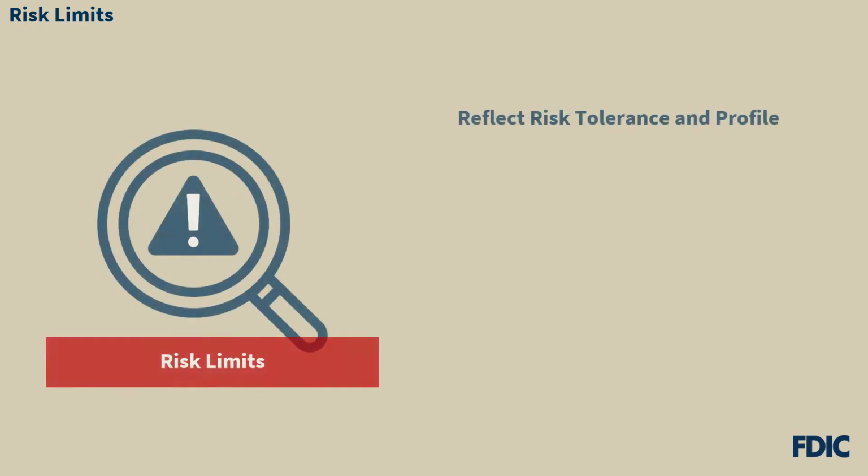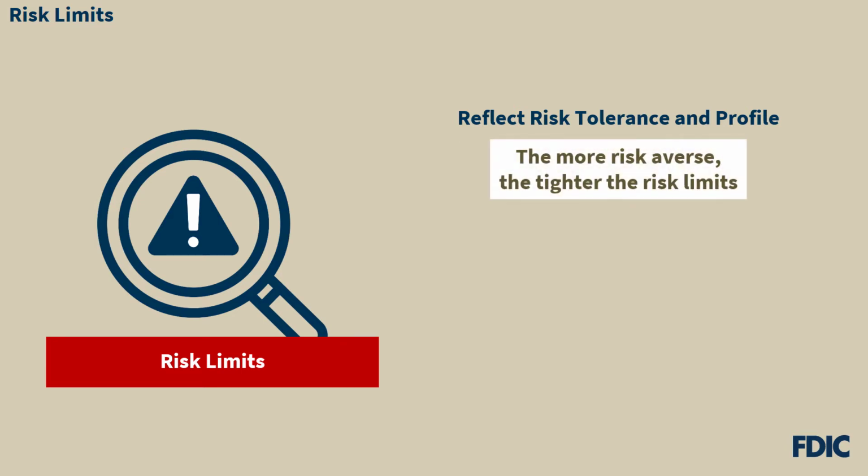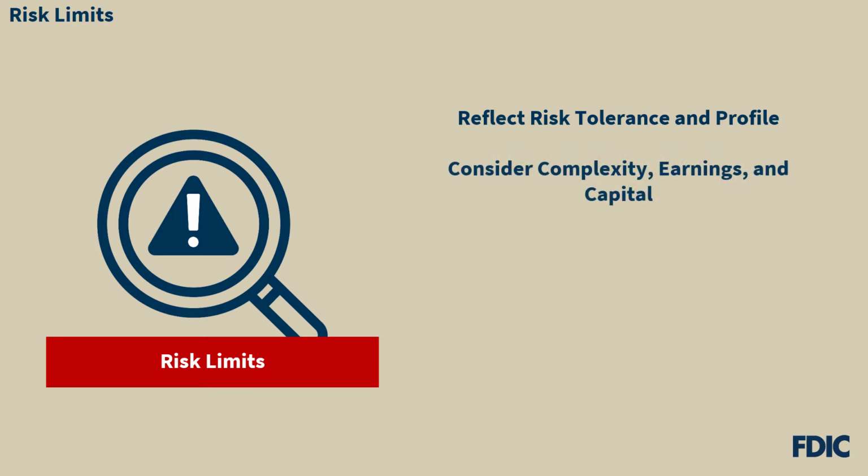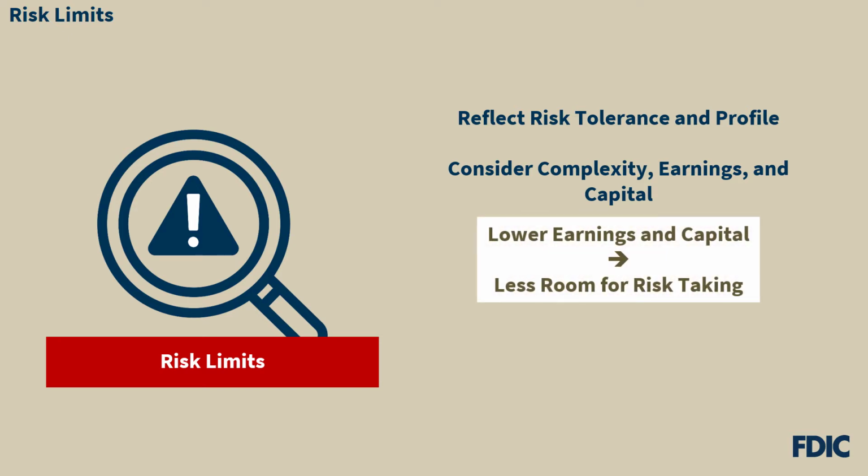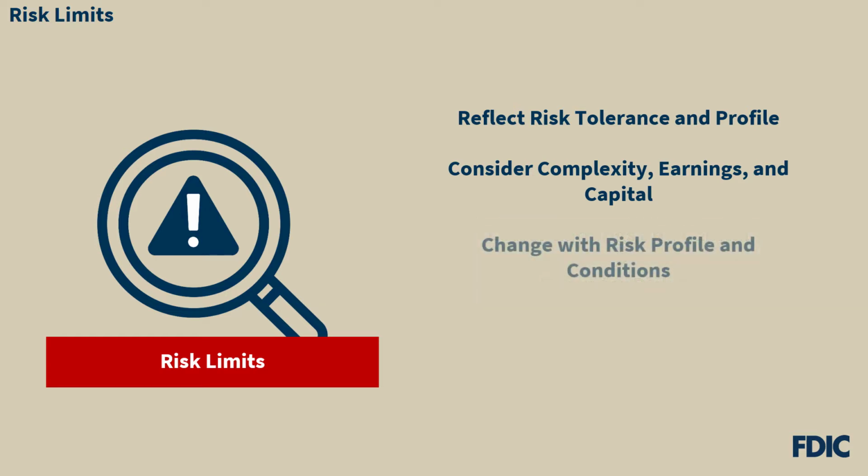The development of risk limits begins with a discussion of the bank's overall risk tolerance and profile. Generally speaking, the more averse management is to taking on risk, the tighter the risk limits. When establishing risk limits, management teams consider the complexity of the bank and the strength of earnings and capital. Reduced levels of earnings or capital constrain the ability of a bank to accept risk and will generally warrant lower risk triggers. Developing effective risk limits is an ongoing process that is revisited as economic conditions and the financial performance of the bank change over time.